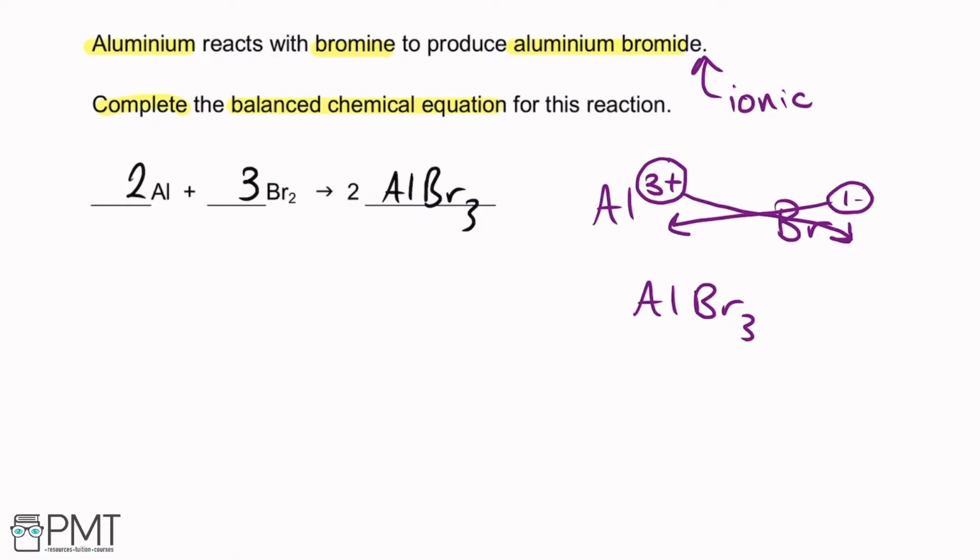So the final answer was 2Al plus 3Br2 makes 2AlBr3. This was a 2-mark question. You got 1 mark for recognising that aluminium bromide is AlBr3, and the 2nd mark comes from balancing that equation correctly.